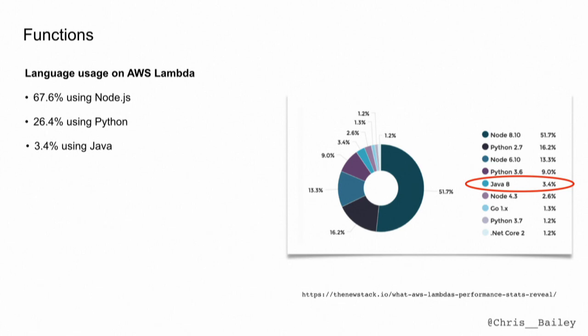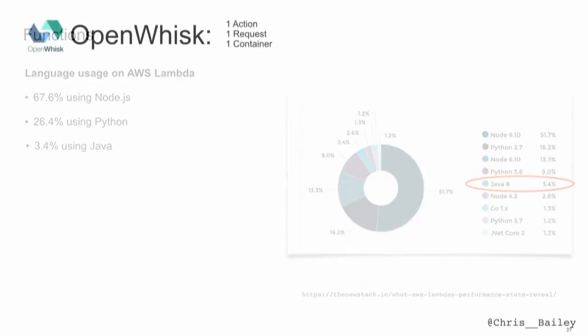So why aren't people doing function programming in Java if they are in Node, if they are in Python, if they are in other languages? Well, some of it is because of the scalability model. So if we look at another type of function as a service, OpenWhisk, which is an Apache open source project, as an open source project it becomes easier to see how it works. The scaling model for OpenWhisk is one action, one request, one container.